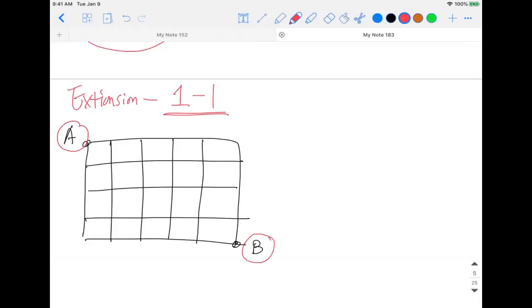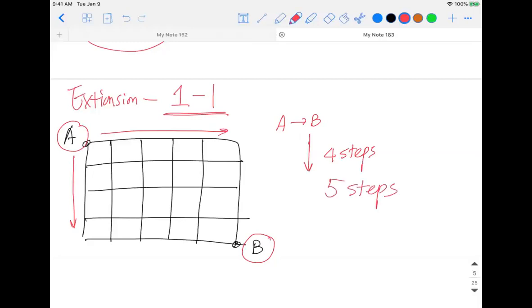So that being said, in order to get from A to B, Peter must move downward 4 steps, right? And rightward 5 steps. Is it right? I don't really care about the order, but at the end of the day, Peter wants to go from A to B. He must go down 4 steps. He must go to the right 5 steps in order to get to the B point.